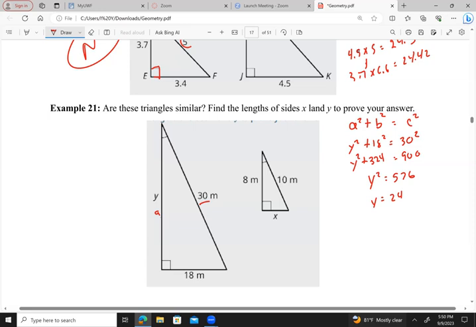Okay, so all angles are the same. We've determined that the hypotenuse is 10 meters to 30 meters. So that's 10 times 3 is 30. 8 times 3 is 24. So that tells us, yes, they are similar. And then x times 3 is 18. So x is 6 meters, and y is 24 meters. And yes, they are similar.